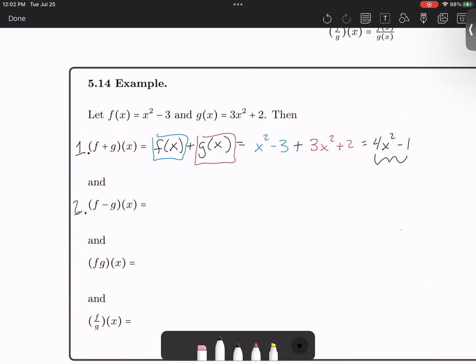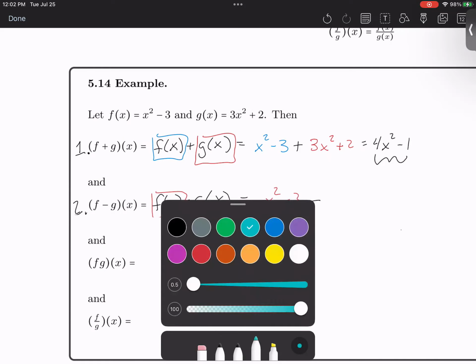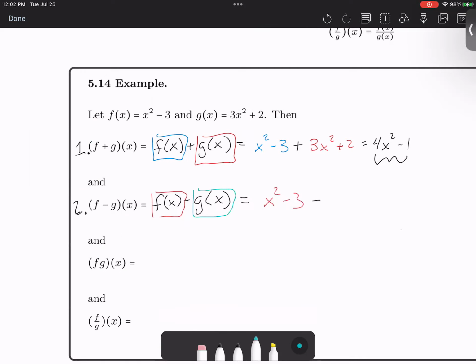Let's do the second one now. F minus g at x, by definition, is f of x minus g of x. The f of x is x squared minus 3. I will then subtract g of x, 3x squared plus 2. But I want to subtract the entire g of x.